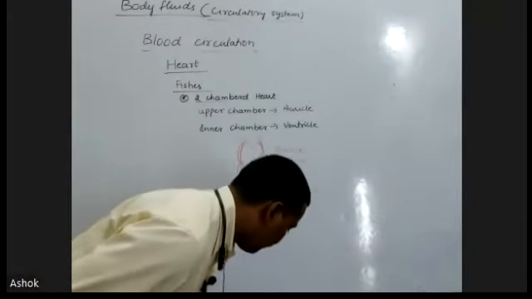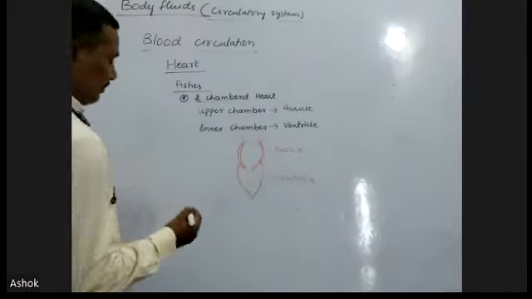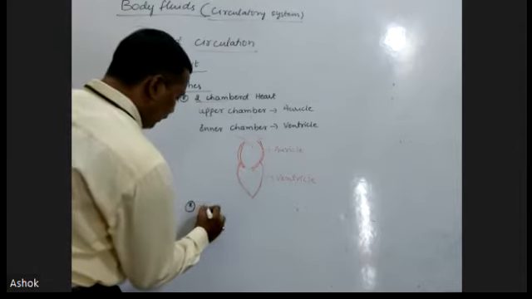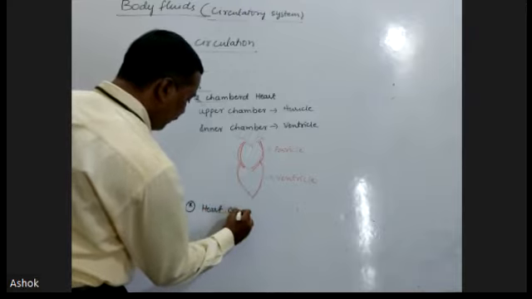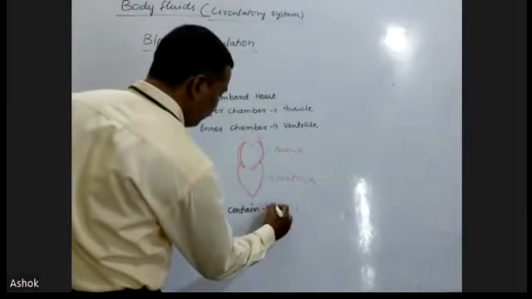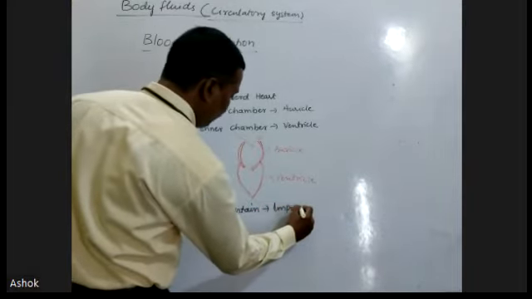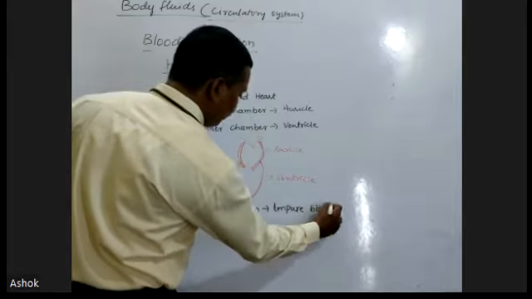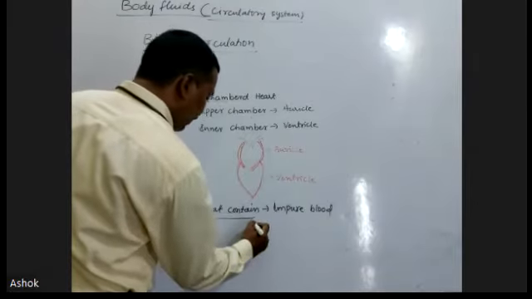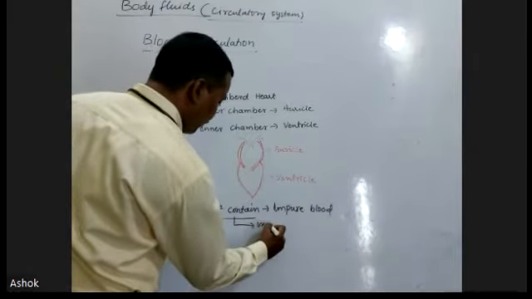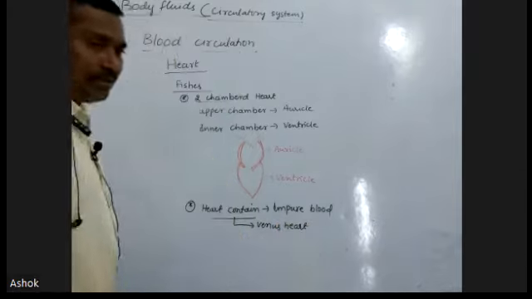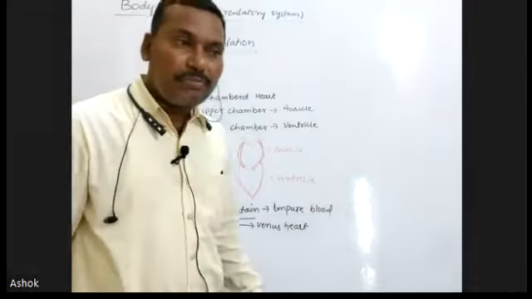Just now we discussed this. If we take this fish, this heart contains only impure blood. That's why this heart is called a venous heart. A venous heart is a heart containing only impure blood.